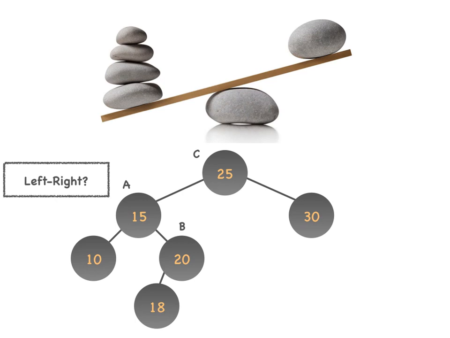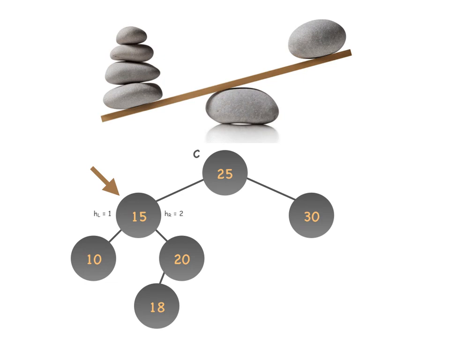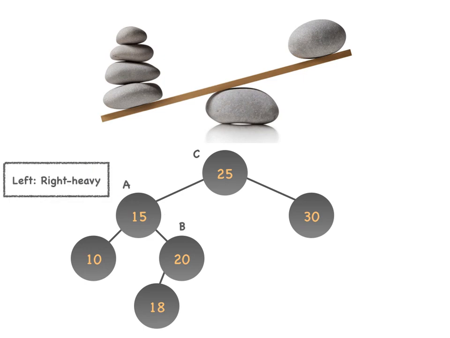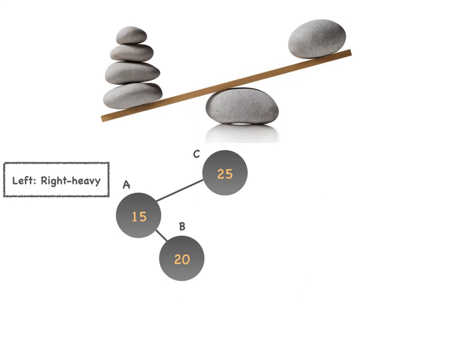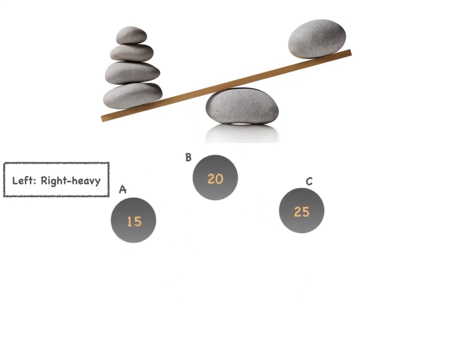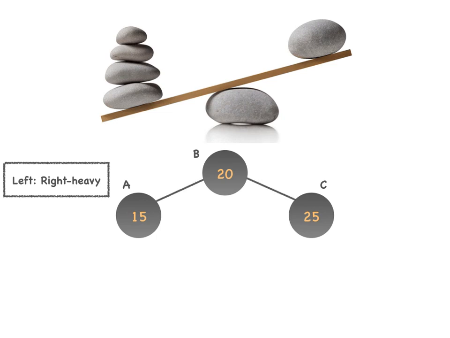Well, the answer to that depends on the child of the unbalanced node. We need to determine if this node is heavier on the left side or heavier on the right side. Clearly, this node is heavier on the right side, so we're going to call this situation left-right heavy. And in a left-right heavy situation, the A, B, and C nodes perform the exact same actions that they do in a normal left-right situation.